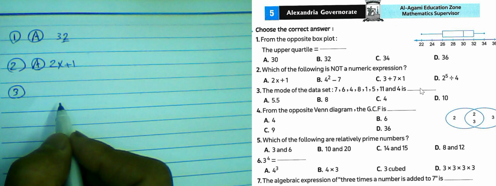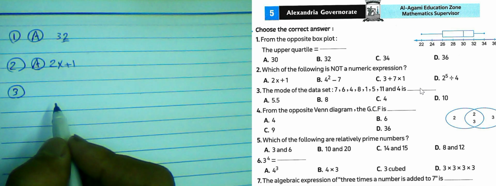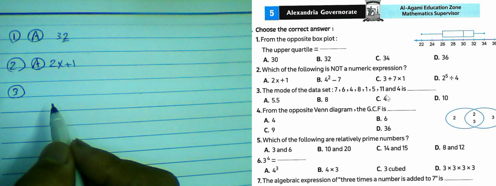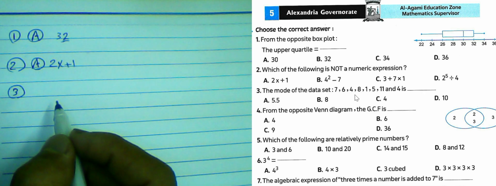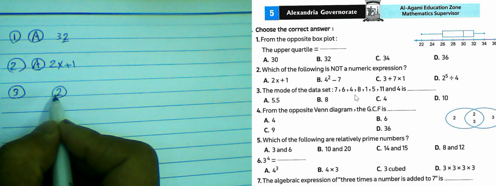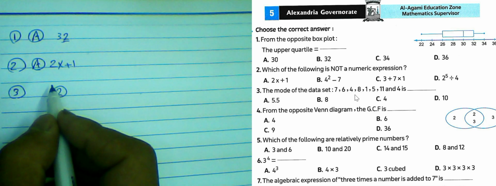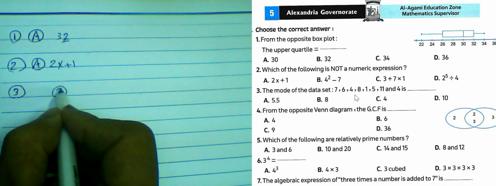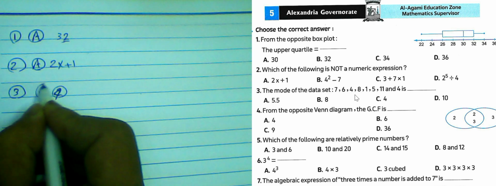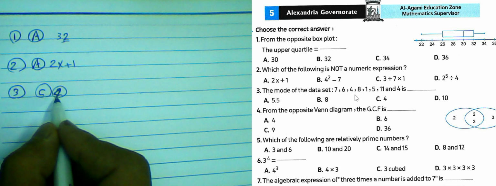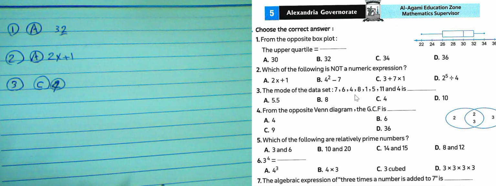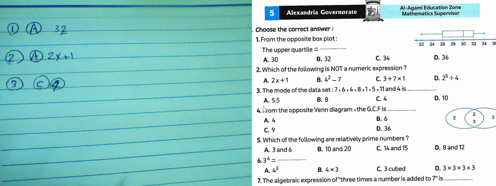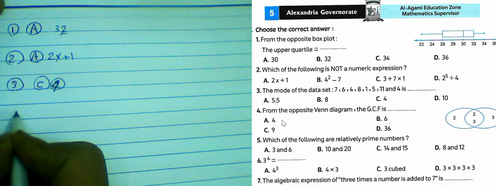Question number 3. The mode of the data will be what? We must choose the number which is repeated the most here. The number 4 is repeated 3 times. Choose letter C. With 4 repeating the most, the mode will be 4. Okay, understood? Choose letter C.